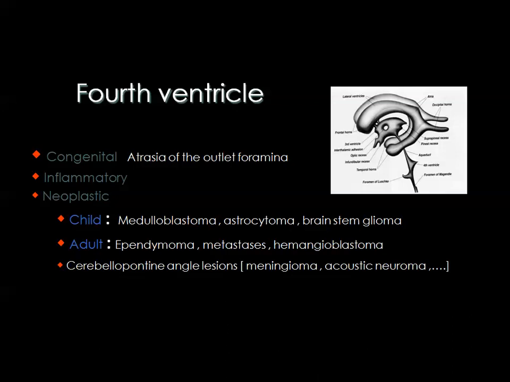Then we came to the fourth ventricle, and the fourth ventricle is obstructed through its outlet foramina. We may get atresia of the outlet foramina of the fourth ventricle, inflammatory changes around and in the fourth ventricle, and neoplasms in the posterior fossa like medulloblastoma, astrocytoma, brainstem glioma, ependymoma, and metastasis, hemangioblastoma. There are a lot of tumors that occur in the posterior fossa.